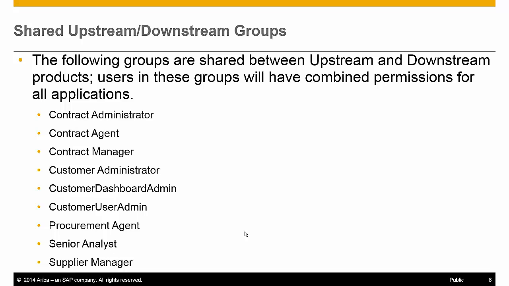The following slide talks about certain groups that are shared between an upstream and a downstream site. So if you happen to have a suite integrated version of Ariba, and you have sourcing or one of the other upstream modules, these groups, if you have permission to these groups upstream, you will also have permission to these groups downstream. As you can see, they primarily have to do with contracts and system administration type of functions.